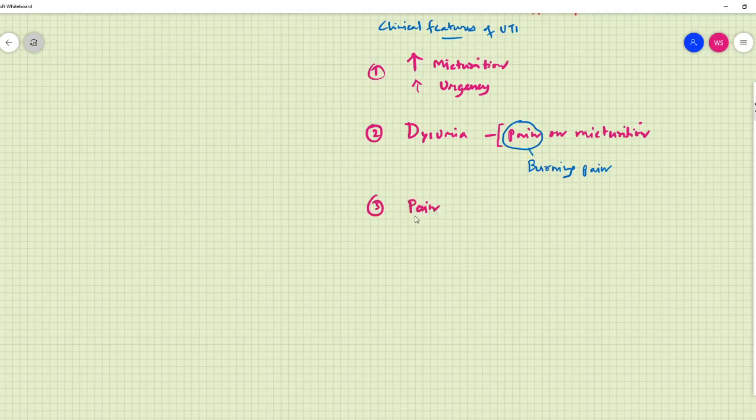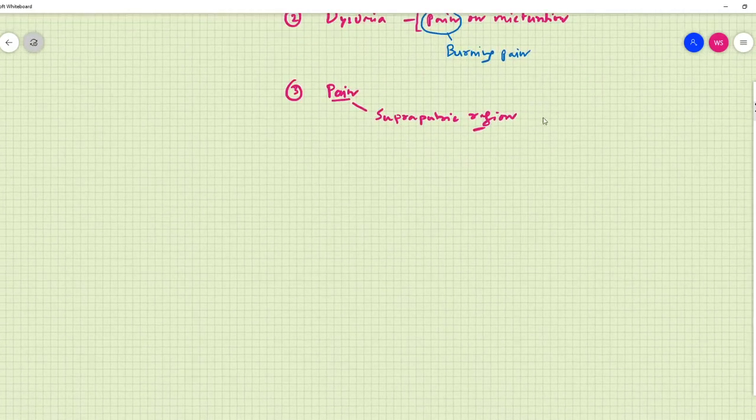The third presentation is pain. The patient complains of pain, and it is localized to the suprapubic region, meaning just above the pubis. And this pain is before and after micturition. Both before and after voiding, the patient usually complains of pain.